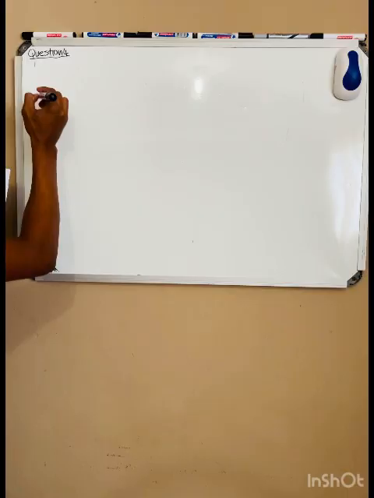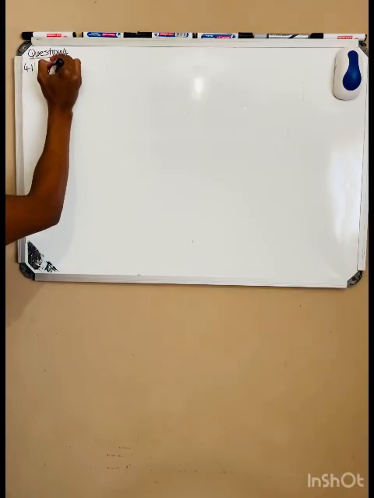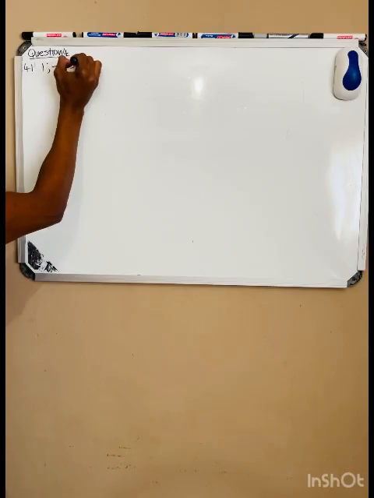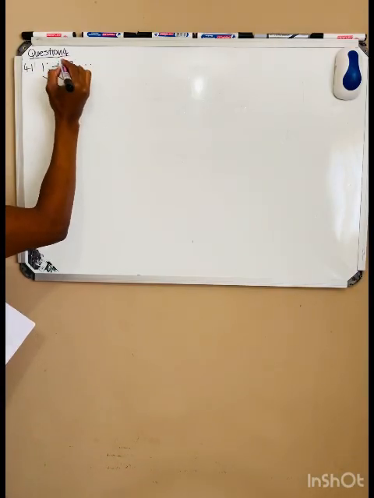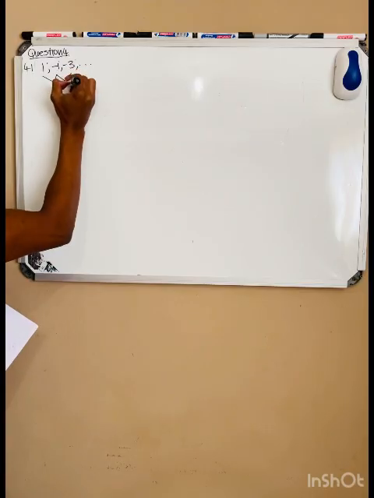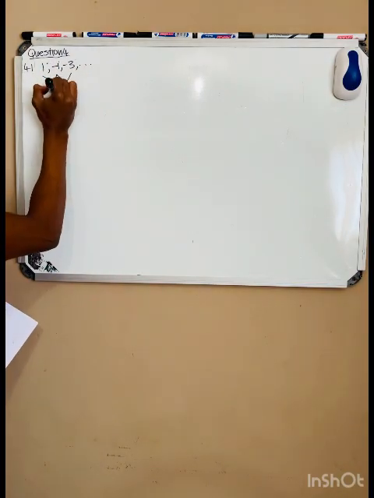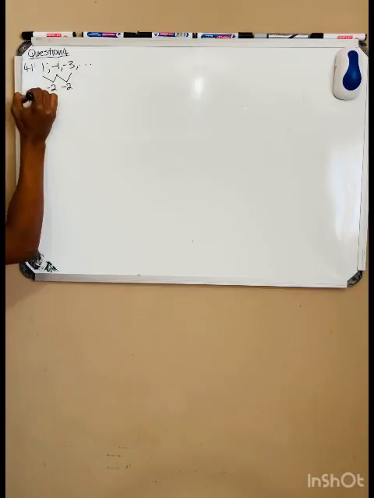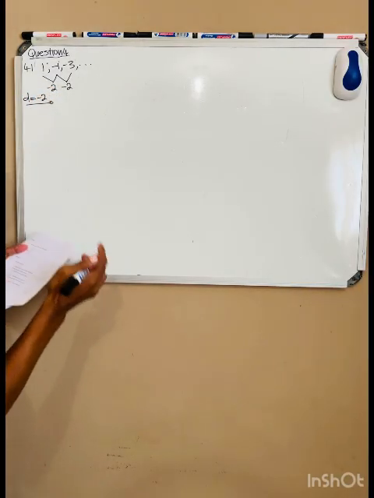Question 4. Given the linear pattern 1, minus 1, minus 3. Now let's find the difference. Minus 3 minus 1, that's minus 2. Minus 1 minus 1, that's minus 2. So which implies that D equals minus 2. But they never said they want the value of D.